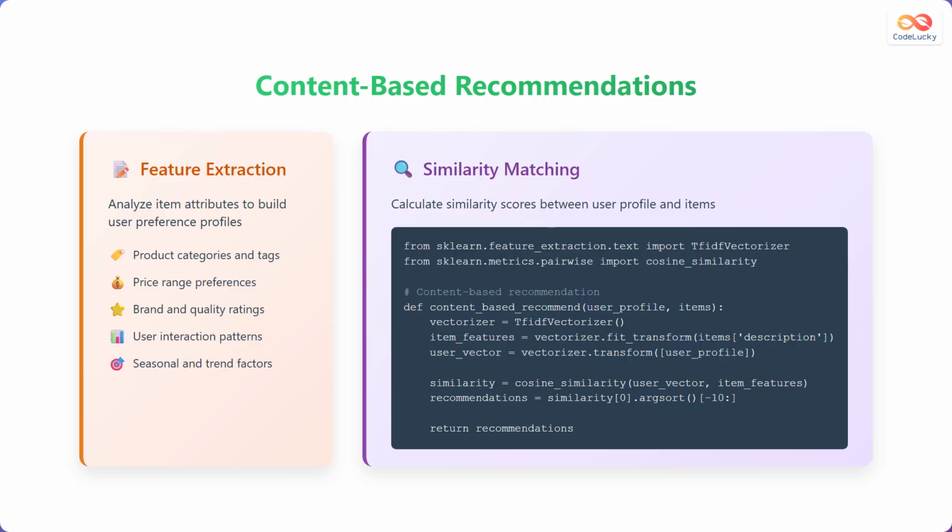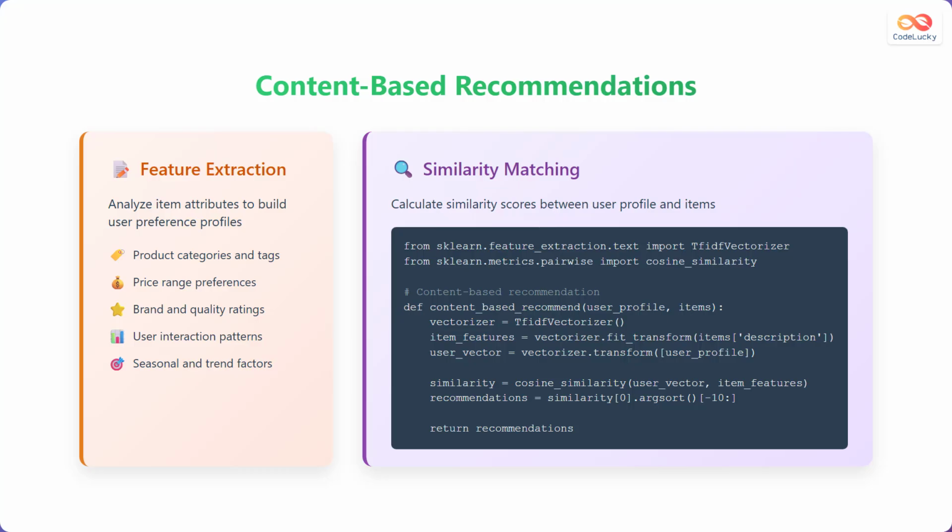Next is content-based recommendations. For content-based recommendations, you need to extract the key features. Analyze item attributes to build user preference profiles. Key feature extraction methods include product categories and tags, price range preferences, brand and quality ratings, user interaction patterns, seasonal and trend factors. For similarity matching, we calculate similarity scores between user profile and items.